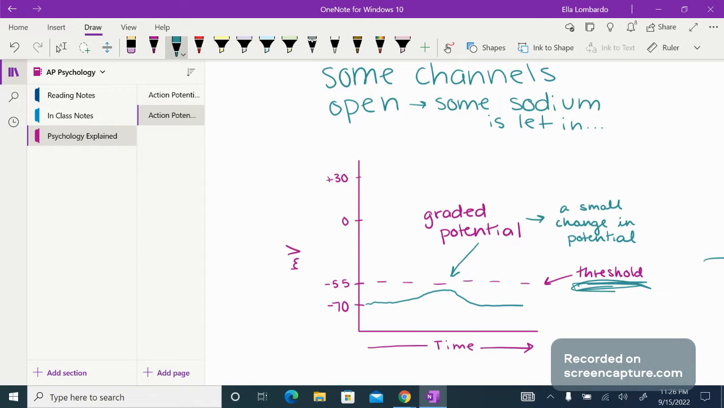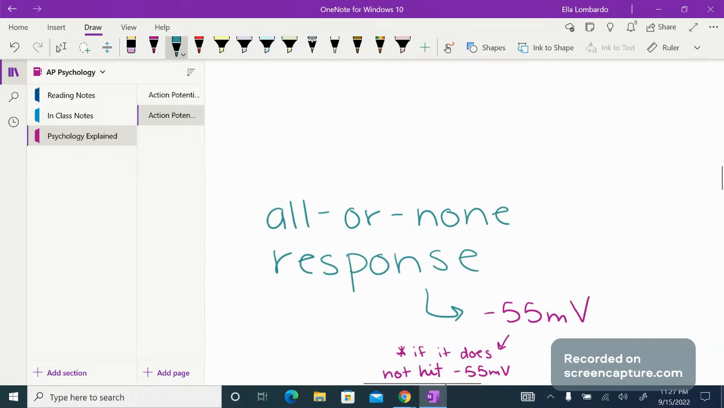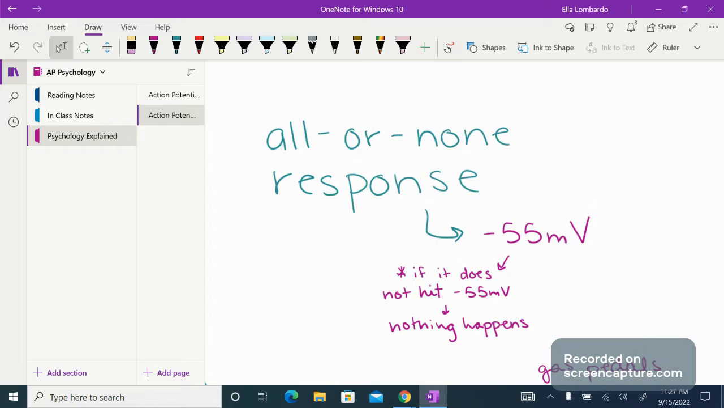It didn't reach our threshold at negative 55, which is actually a really important number. We're going to talk about it in a second. But for right now, we see this little bump. This is what's called graded potential, which is basically a small change in potential. So it didn't reach that threshold. This threshold is important because of the all or none response. This means that if the inside does not reach negative 55 millivolts, nothing will happen. So essentially, just not enough sodium, not enough stimuli came in to create a whole action potential.